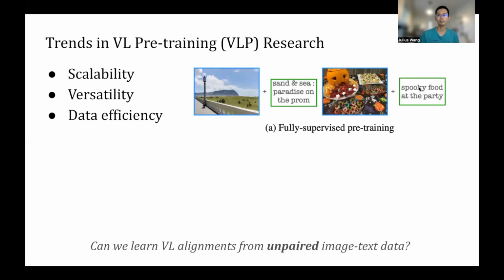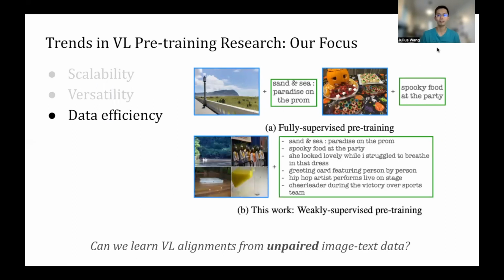In this work, we are very much focused on the data efficiency part, where in the traditional setting, we have to give the model a pair of images and text. In this work, we only feed the model a bunch of random images and random text. We ask, can we still learn the visual language alignments from the unpaired image-text data only?